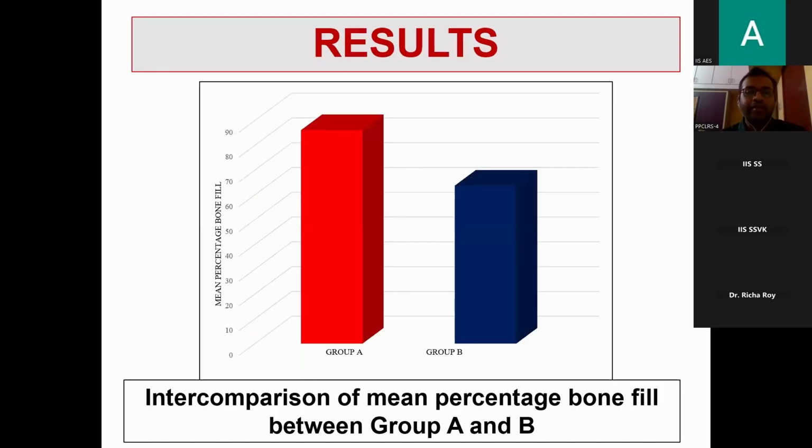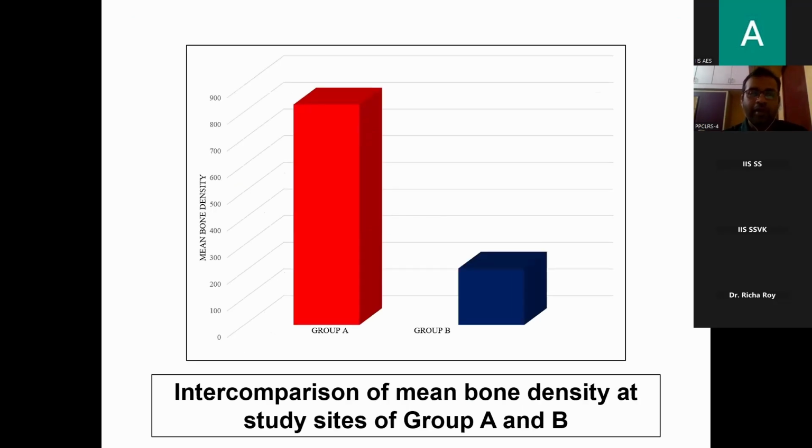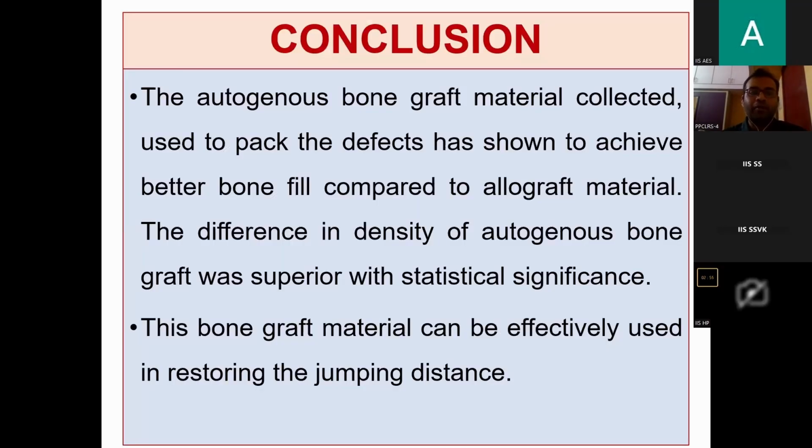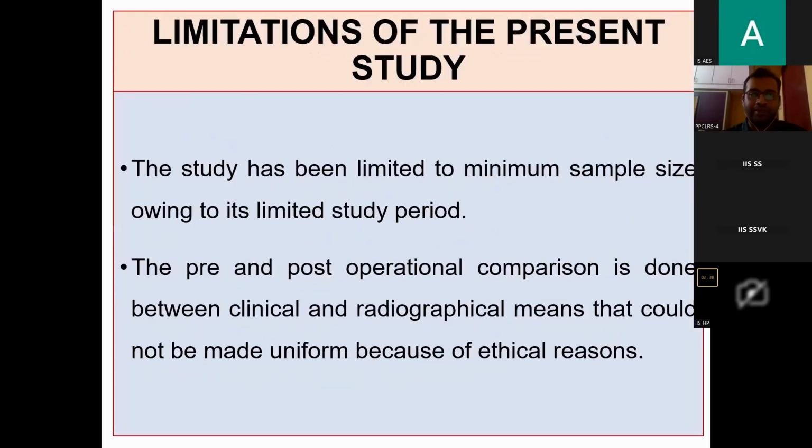Coming to the results, this is a graph showing the intercomparison of the mean percentage bone fill between Group A and B. Group A, the autogenous bone graft group, showed higher bone fill, and the bone density was also found to be higher in the autogenous bone graft group. The present study concluded that the autogenous bone graft material collected and used to pack the defects achieved better bone fill compared to the allograft material. The difference in the density of the autogenous bone graft was superior, with statistical significance. This bone graft material can be effectively used in restoring the jumping distance.